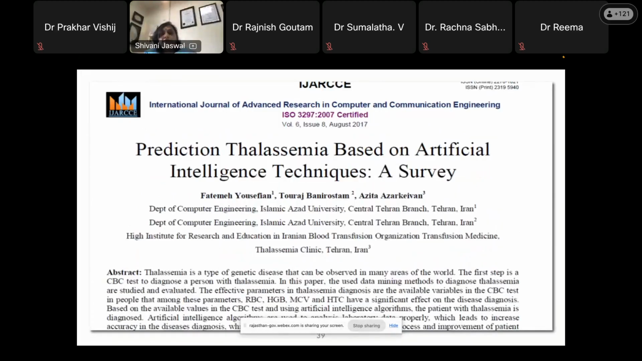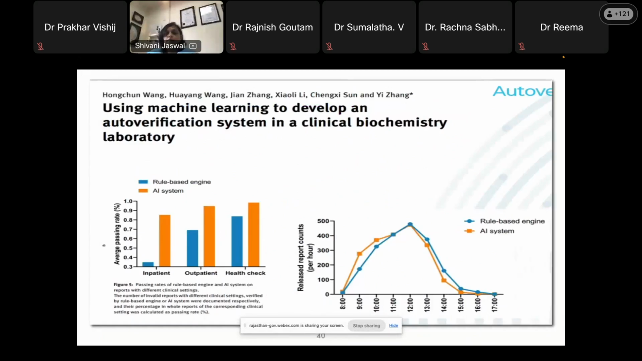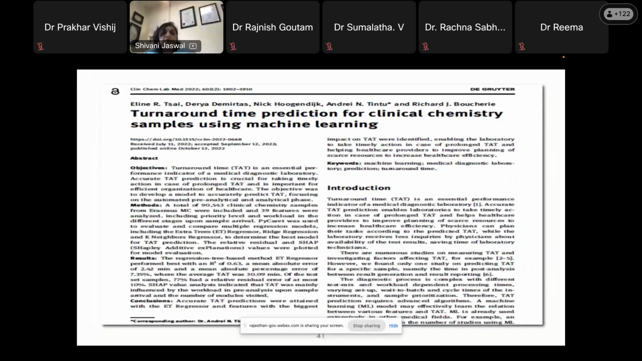Similarly, there is prediction of thalassemia, and even in auto verification, some tools have been developed for the post-analytical report auto verification, and for predicting the turnaround time for the samples using what time the sample landed, how much time it takes for the centrifugation, reporting, analysis and all that. So the idea is just to discuss that at various levels, whether it is the pre-analytical, analytical or post-analytical phase, people are working on the development of various tools to facilitate the laboratory work.